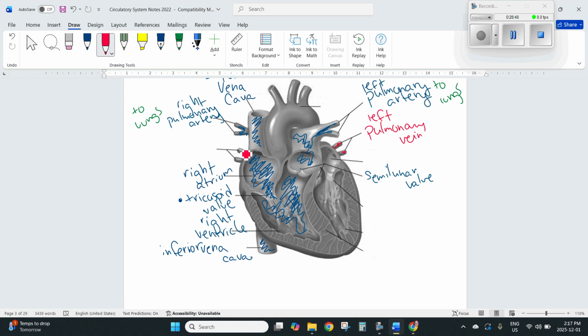Off to the right-hand side, you'll see two similar looking blood vessels. This is my right pulmonary vein, and this is coming from the right lung. Okay, both the right pulmonary vein and the left pulmonary vein are going to drain into this upper chamber right here. So if it is receiving blood, then that means it has to be an atrium. So we already have a right atrium, so this one has to be the left atrium.